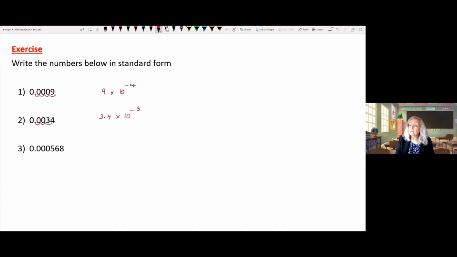And then this last one, a number between 1 and 10, I would have to put the decimal point here in order to give me 5.68. Multiplied by 10 to the minus, and I have to move 1, 2, 3, 4 places. So 5.68 multiplied by 10 to the minus 4.